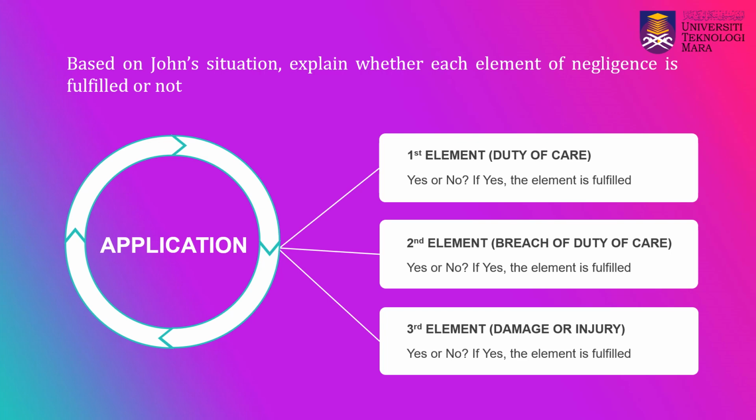I will give a simple example to prove the first element, which is duty of care. For example, there is a proximity relationship between John and the hotel management because John is a guest of the hotel. As a hotel management, they have a duty to ensure the safety of their guests. Therefore, the hotel management has a duty of care to ensure John's safety during his visit to the hotel.